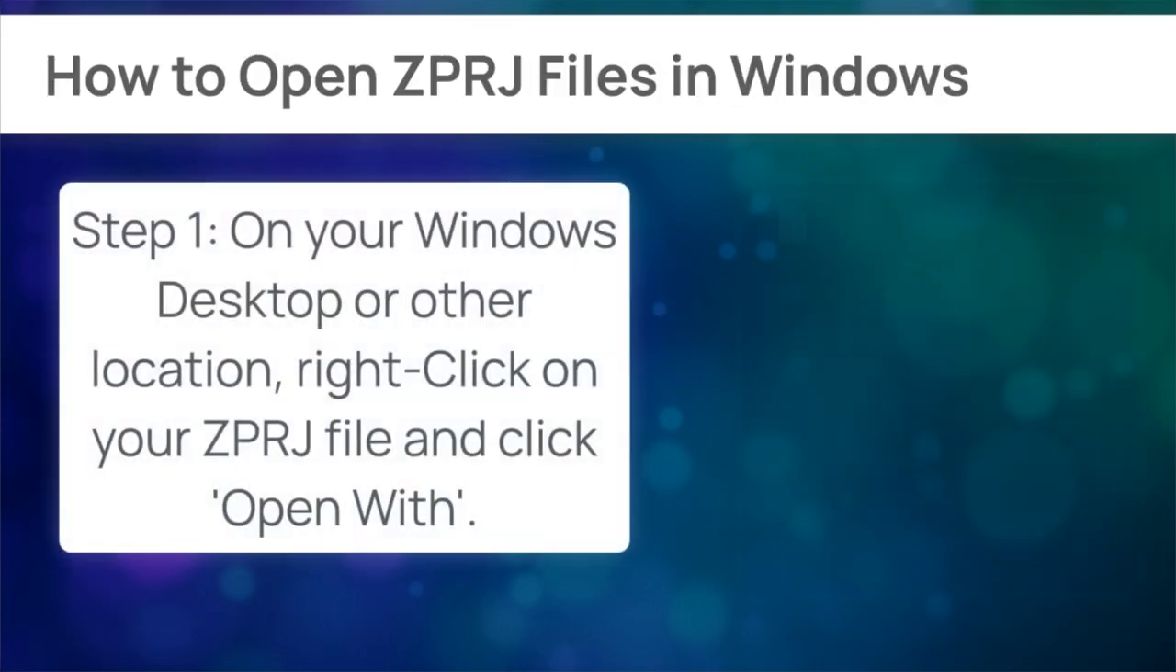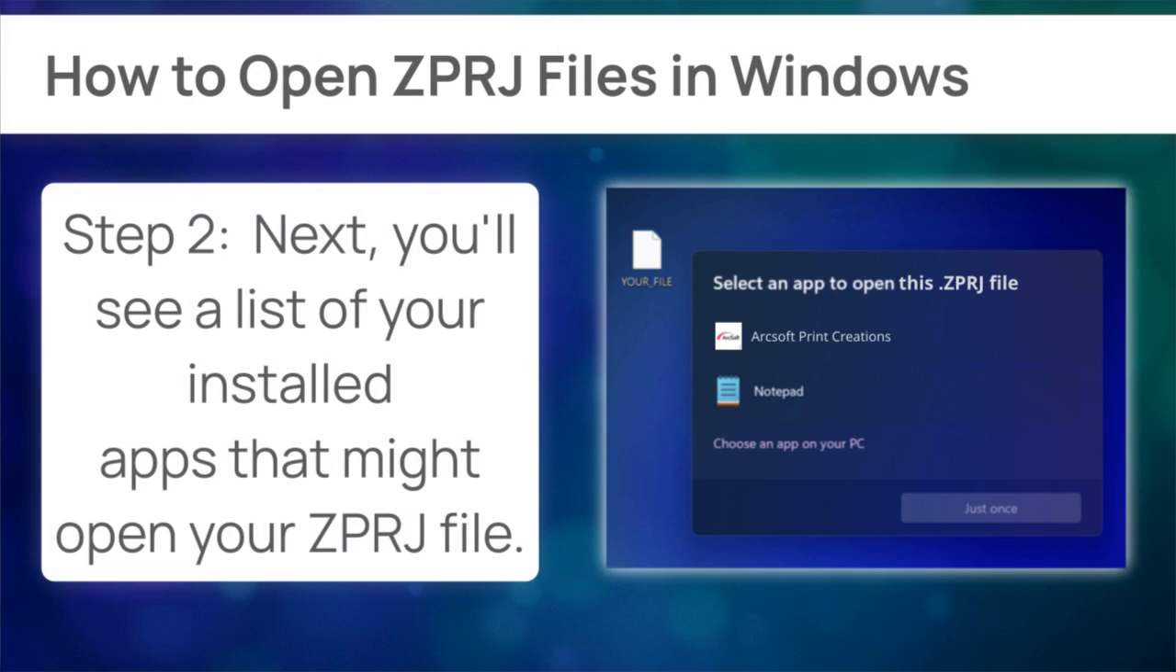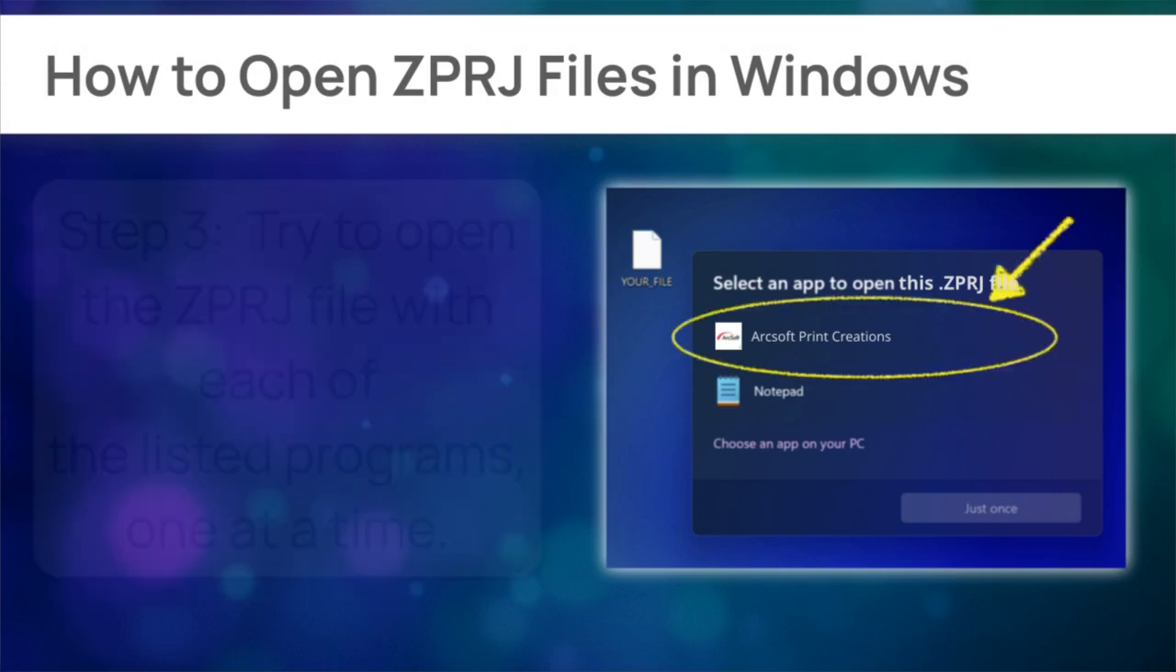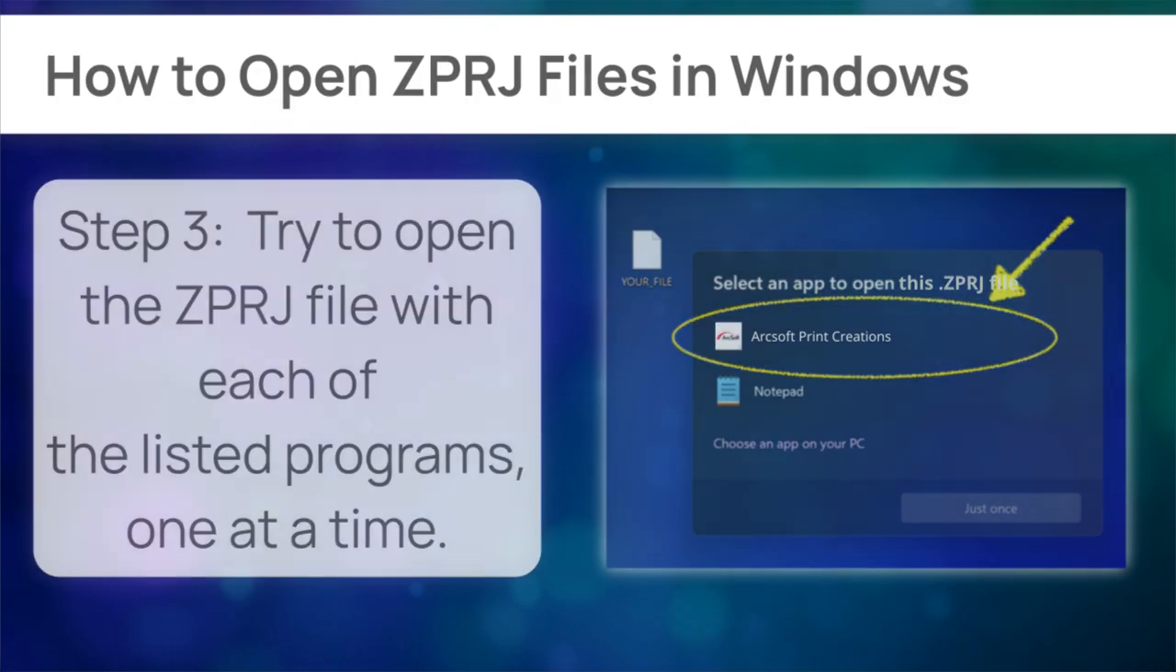Let's address the application conflict directly. Right-click your ZPRJ file and choose Open With. Check for ArcSoft Print Creations and test it first. If it's unavailable, choose a different app. That is the simplest path to a solution.